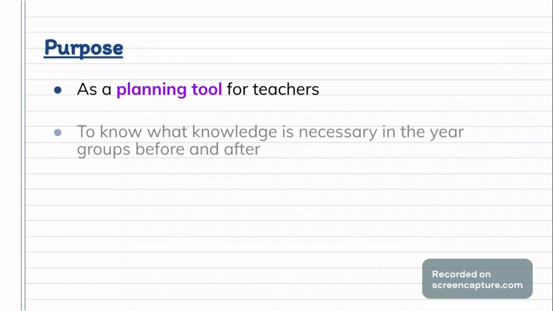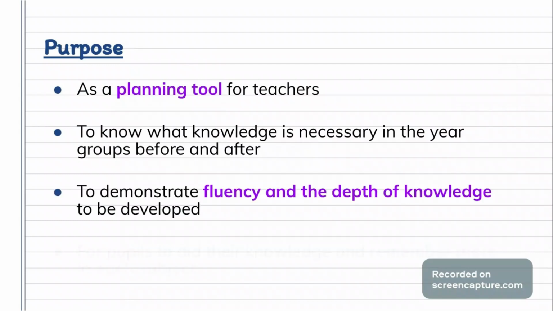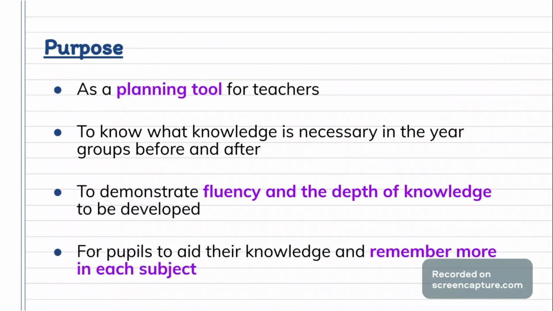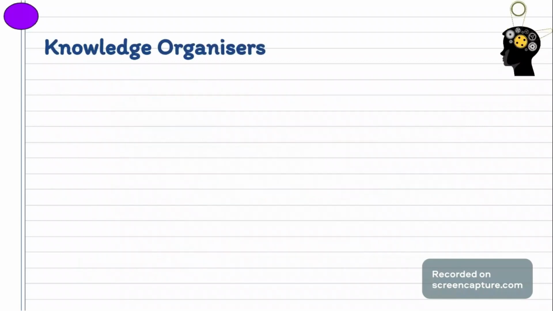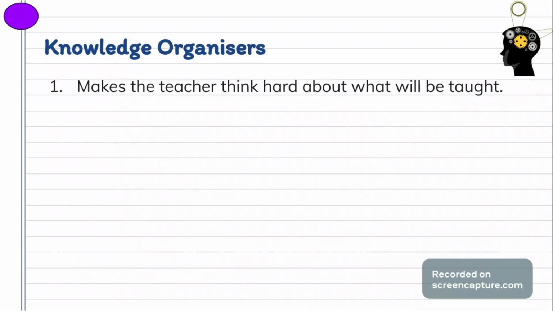Knowledge organisers are used as a planning tool for teachers. They allow us to know what knowledge is key and essential in the year groups before and after. So teachers might go to Year 4 if they're teaching Year 4 and look back to Year 3 to think, that's the key knowledge that they had to learn. Let's see if they've got all that key knowledge before I introduce the key knowledge for Year 4's knowledge organiser. They also allow fluency and depth of knowledge, and they allow children to remember more in each subject. So they make the teacher think hard about what will be taught when we make them.